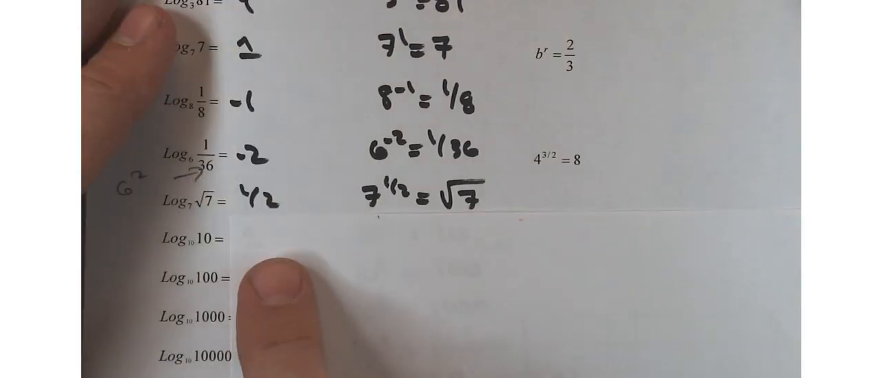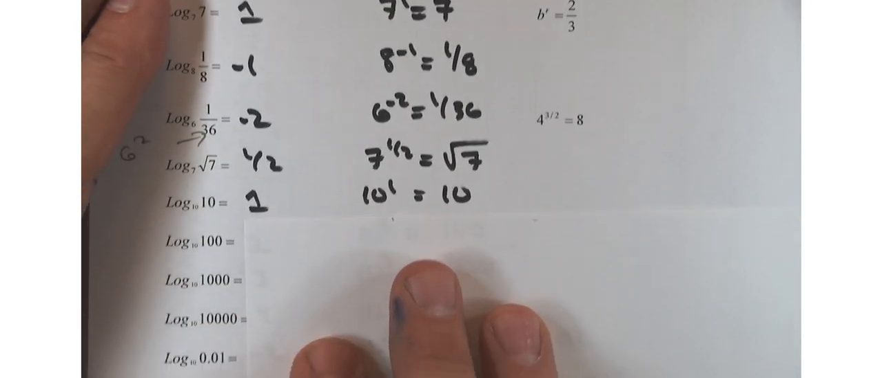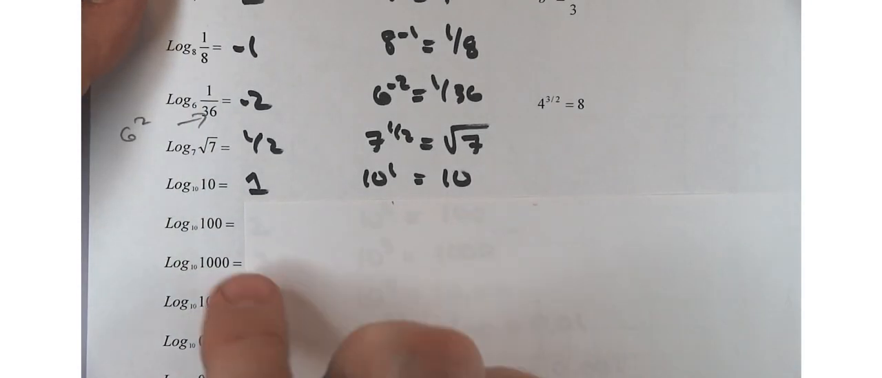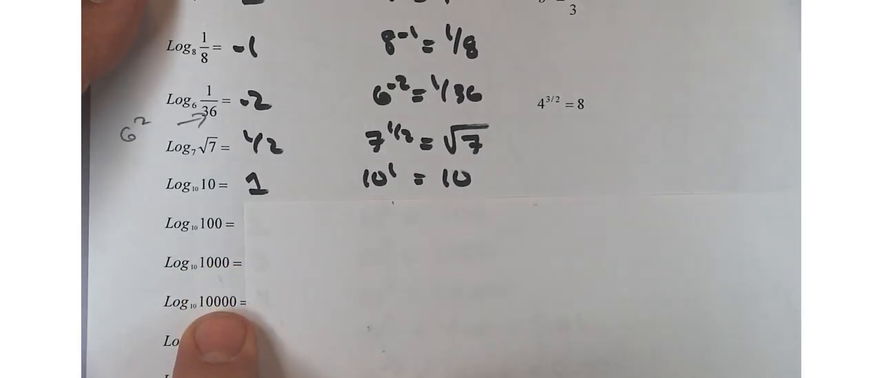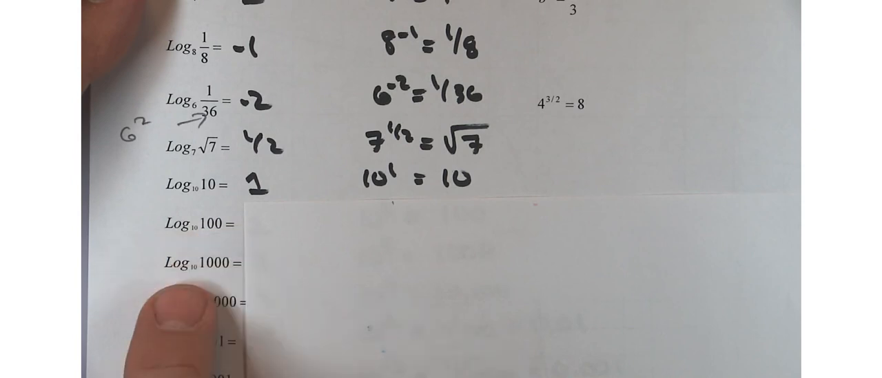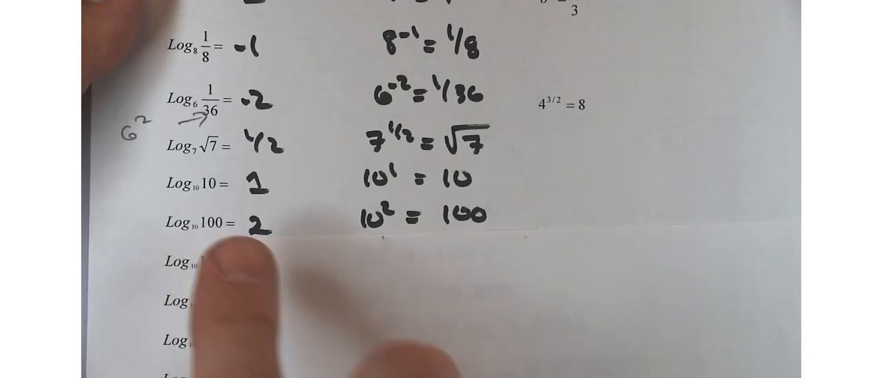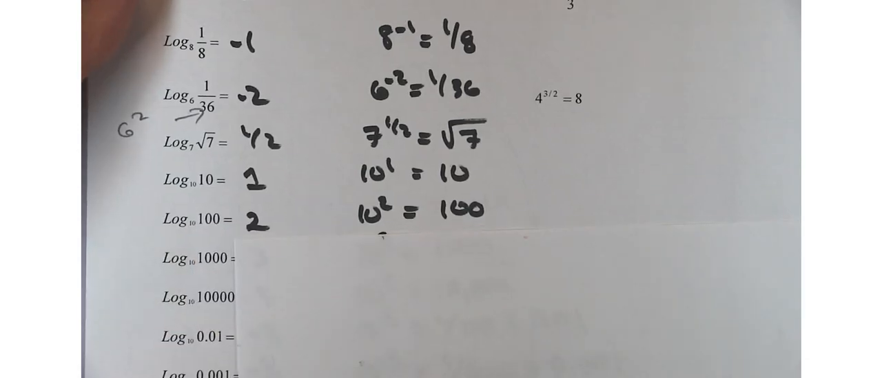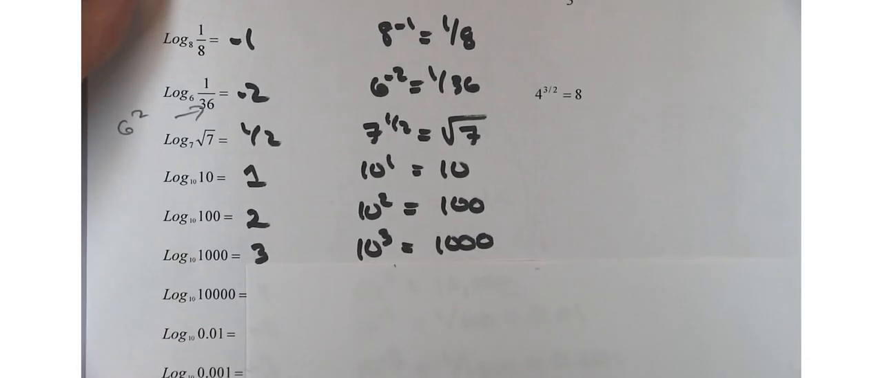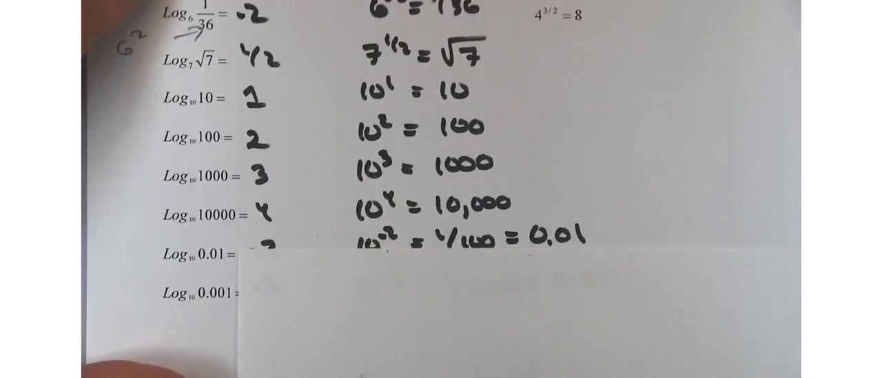Log base 10 of 10, well, that's not too bad. That's just a 1. And then a 2 and a 3 and a 4, etc. Do you see a little pattern here with the log and the number of zeros? Like 2 zeros, log base 10 of 100 is 2. 3 zeros, log base 10 of 1,000 is 3, etc. But you might struggle a little bit more with these last couple.